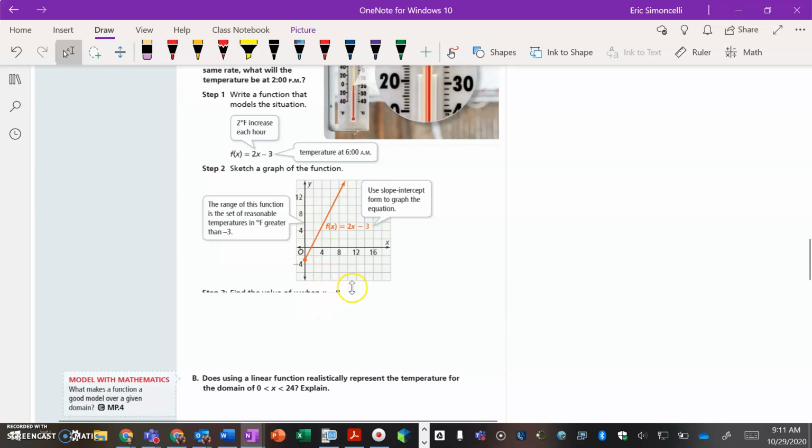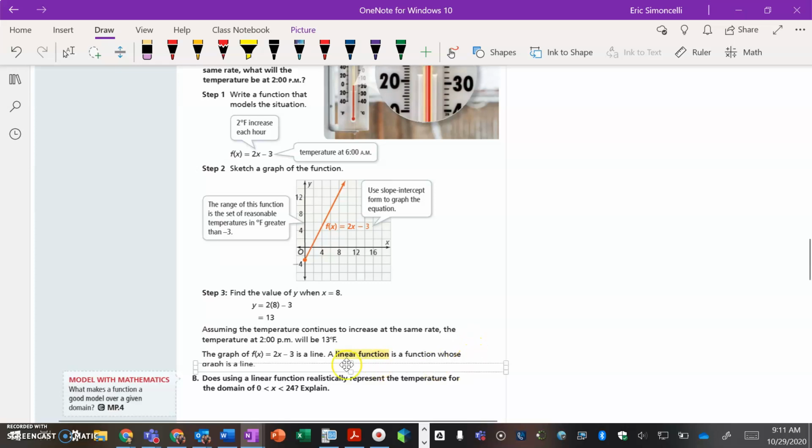Moving on. Step 3, find the value of y when x equals 8. Simply, you can plug in 8. There it is. y = 2 times 8 minus 3. That's 16 minus 3, or 13 degrees. Assuming the temperature continues to increase at the same rate, the temperature at 2 p.m. will be 13 degrees Fahrenheit.